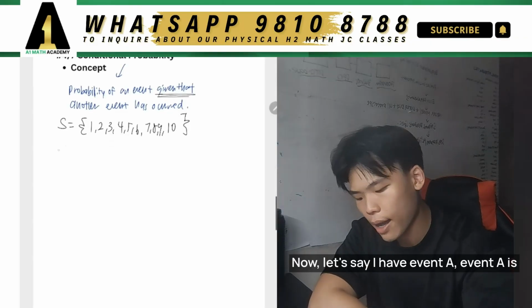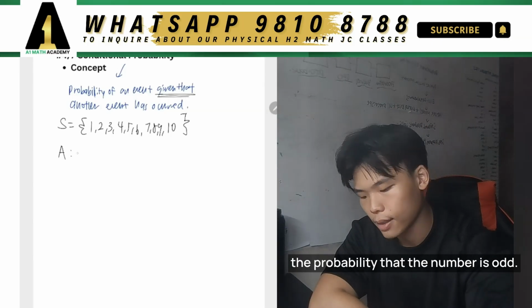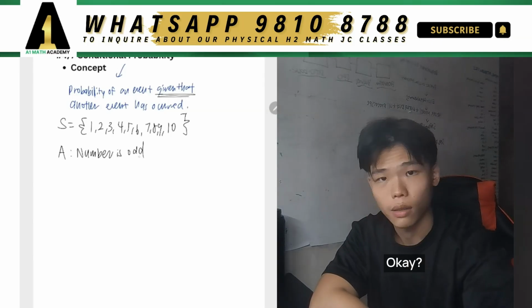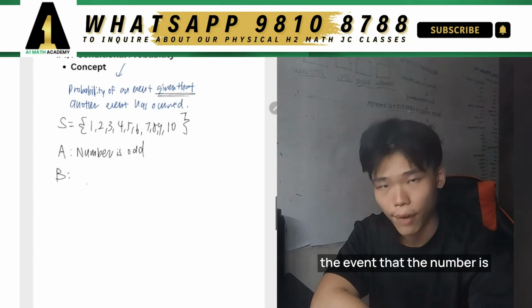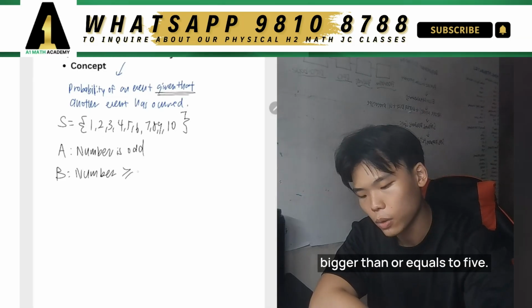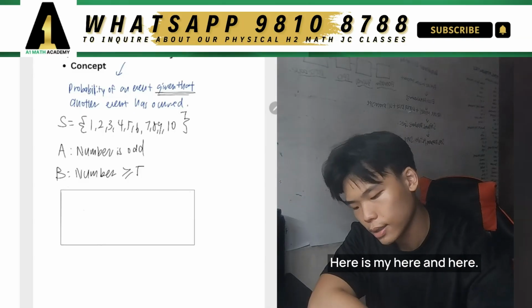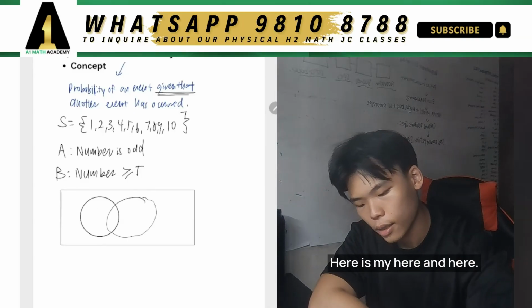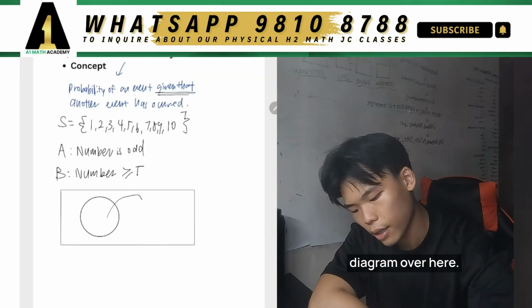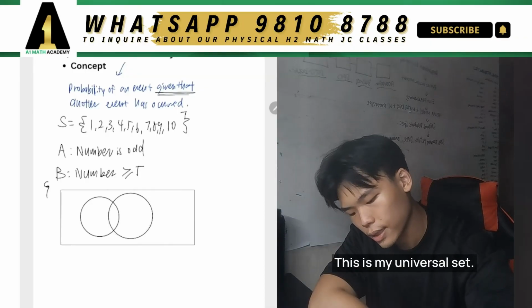Now let's say I have event A. Event A is the event that the number is odd. And let's say B over here is the event that the number is bigger than or equal to 5. So if I were to draw out the event diagram, this is my Venn diagram over here. This is my universal set. This is A, this is B.